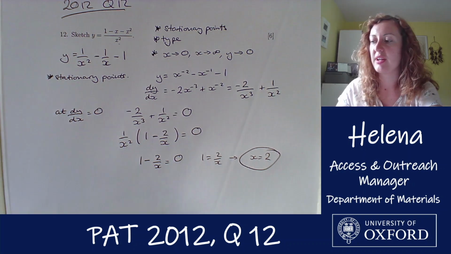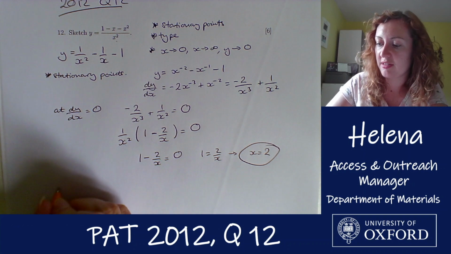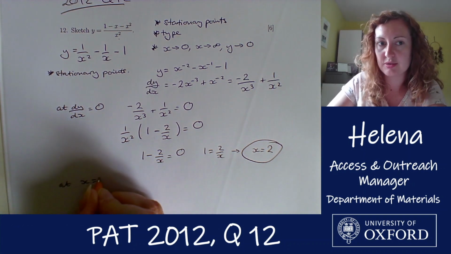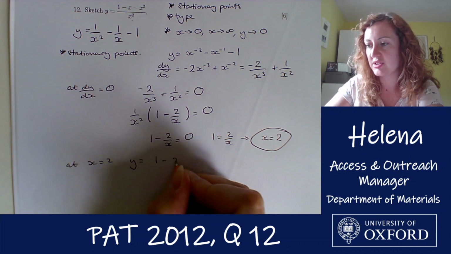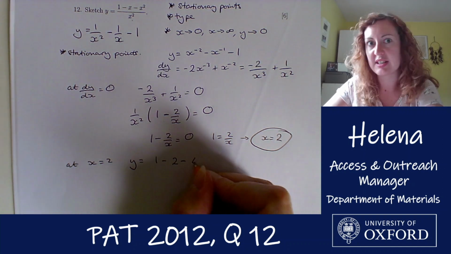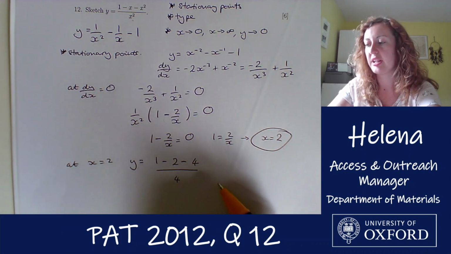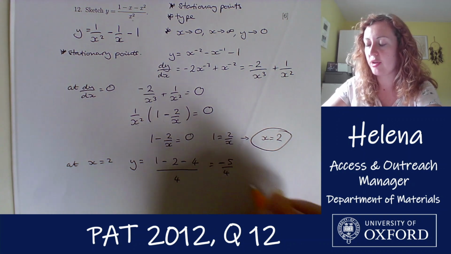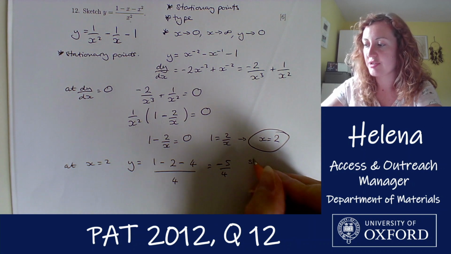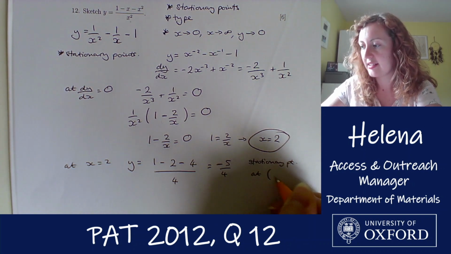Okay, so let's substitute this back into our initial equation. So at x equals 2, we have that y equals 1 minus 2 squared, which is 4, all over 2 squared again, which is 4. And if we do the maths on that, we see that y equals minus 3 over 4. So here we have a stationary point at 2, minus 3 over 4.